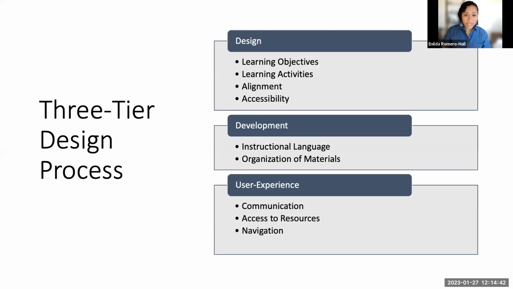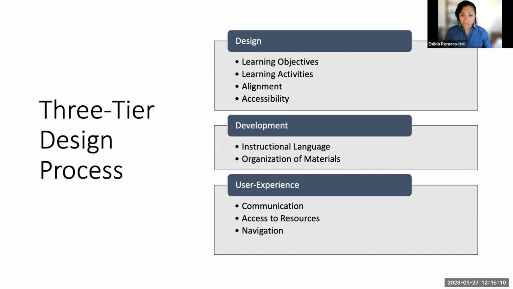So the 3-tier design process consists of really key elements that, if taken care of adequately at the beginning of the design process or at the creation of a course in a learning management system, just allow the process to run more smoothly and keep the learner in mind as you're going through these different elements.